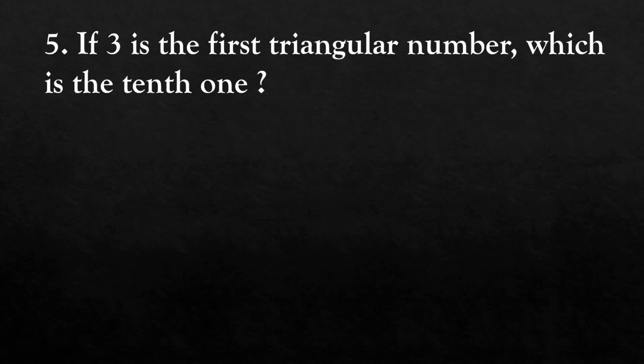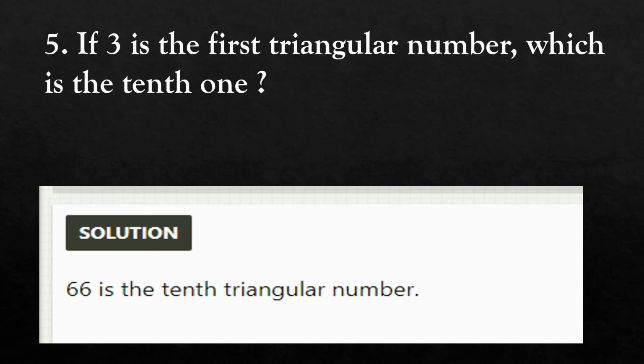So here you have to find the 10th one. So you have to add the rows with extra dots, and by adding another row of dots and counting all the dots, we can find the next number. So here when you add up to the 10th, you will get 66. 66 is the 10th triangular number.